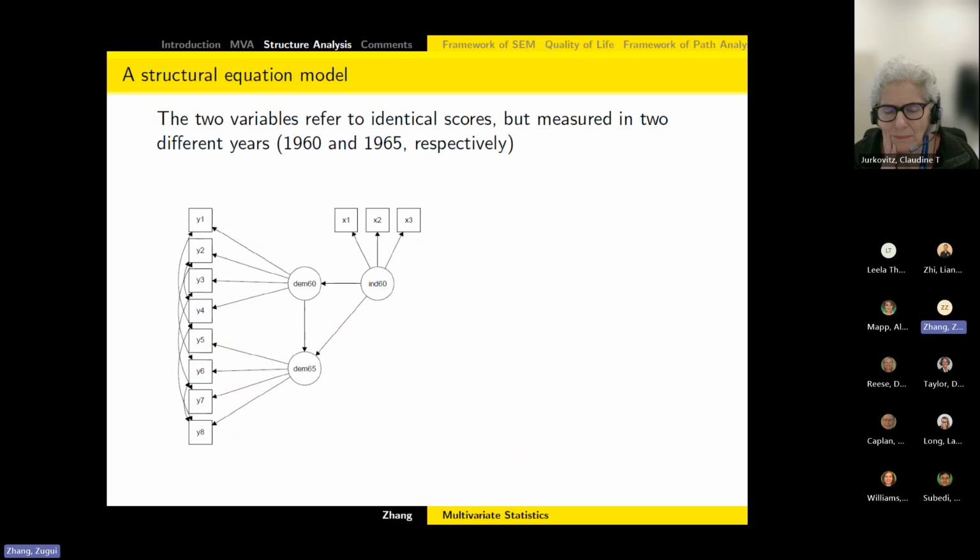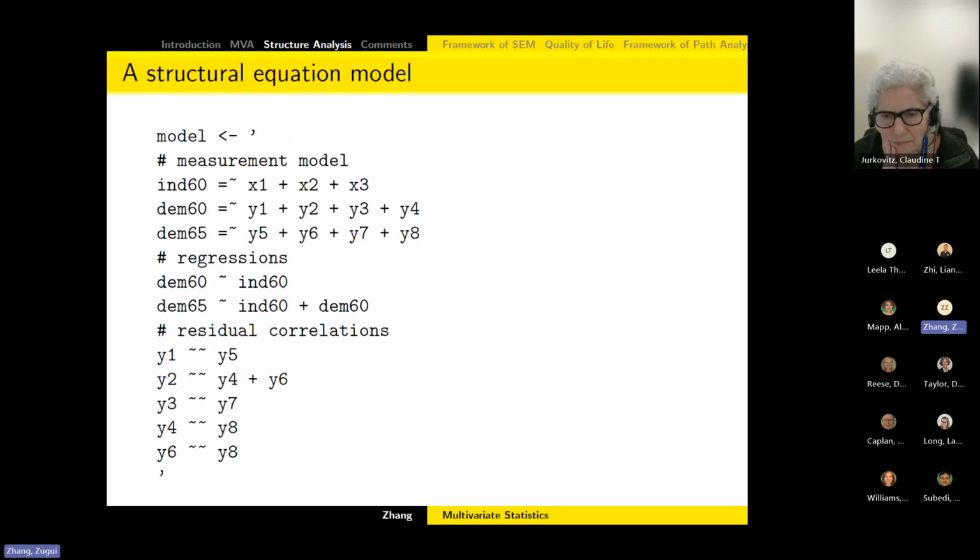This structure visualizes the relationship, and based upon it we will have the code. This code we can run in Mplus, and now R also provides a package called lavaan for us to run the analysis. Okay. Thank you. Sure.